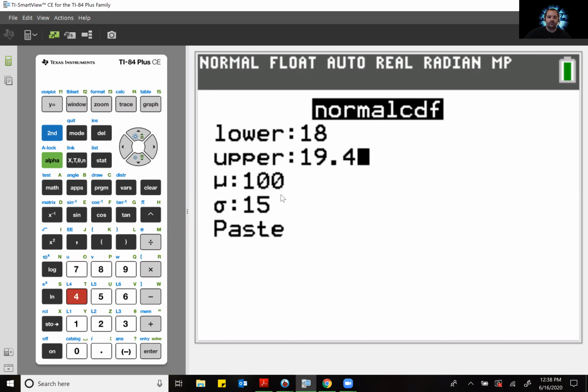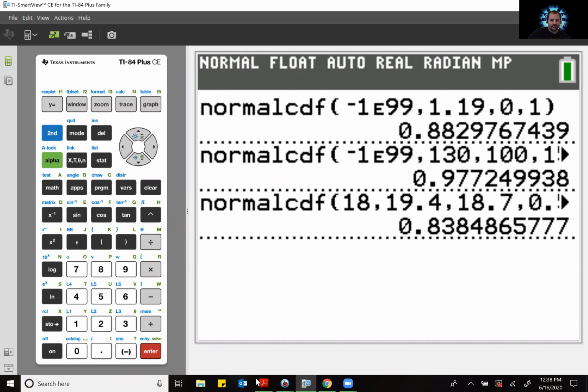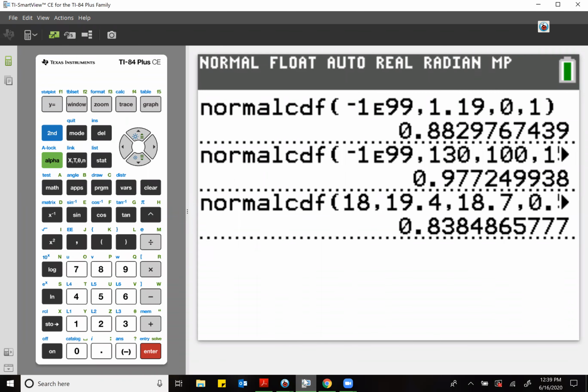Okay. Our mu is still the same, 18.7. Our standard deviation, still 0.5. Hit paste. And what is it? They say give it to me as 3 decimals. 0.838. You got it. 0.838. Yeah, I do use StatCrunch more than this stuff because I think with StatCrunch, you just get more bang for your buck.